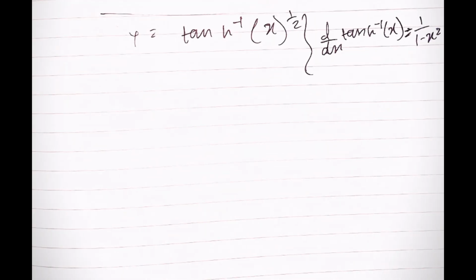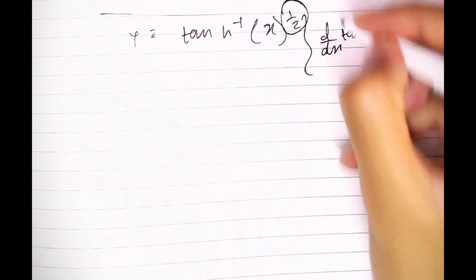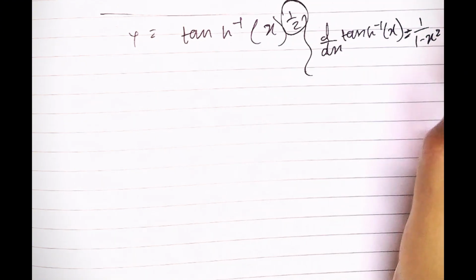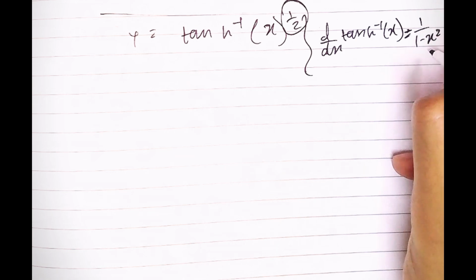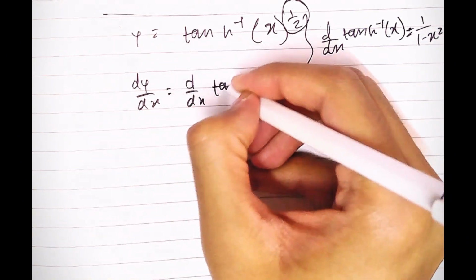Now we have to find the derivative of y is equal to tan hyperbolic inverse x power 1 by 2. The derivative of tan hyperbolic inverse x was actually 1 divided by 1 minus x square. So let's just apply the differential on both sides of the equation.